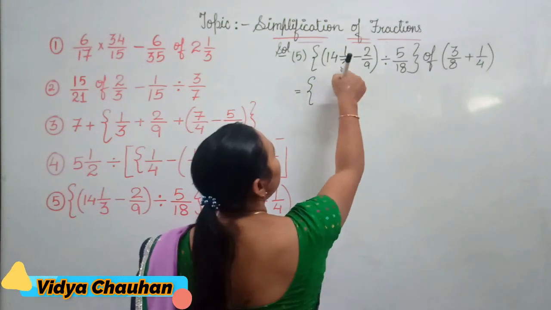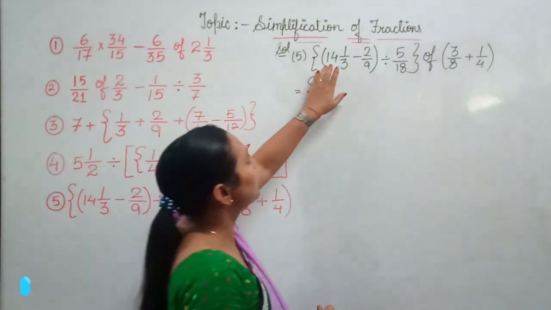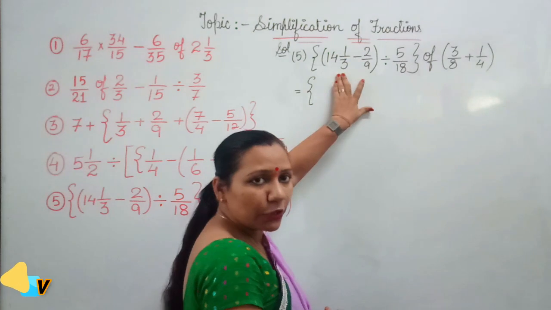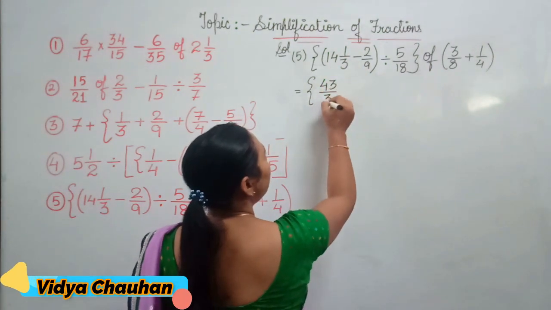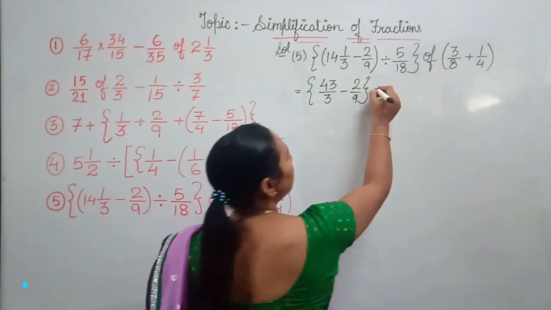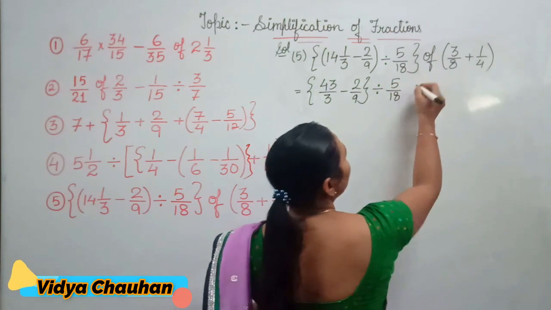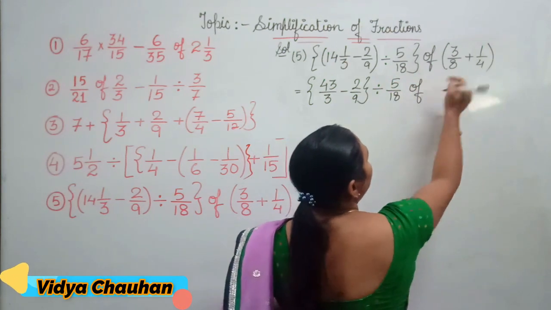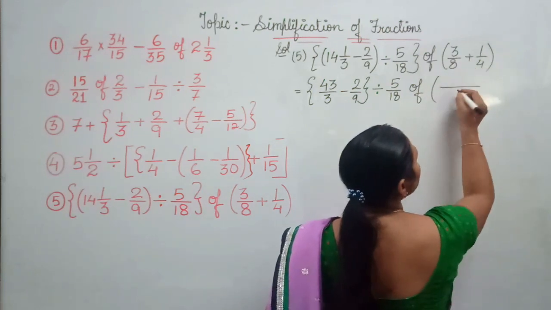So it is 4 1 upon 3 converted into improper fractions. So 4 3s are 12 plus 1, 13. So it is 13 upon 3 minus 2 upon 9. Clear? Divided by 5 upon 18, of. And then let us solve these two terms also here.